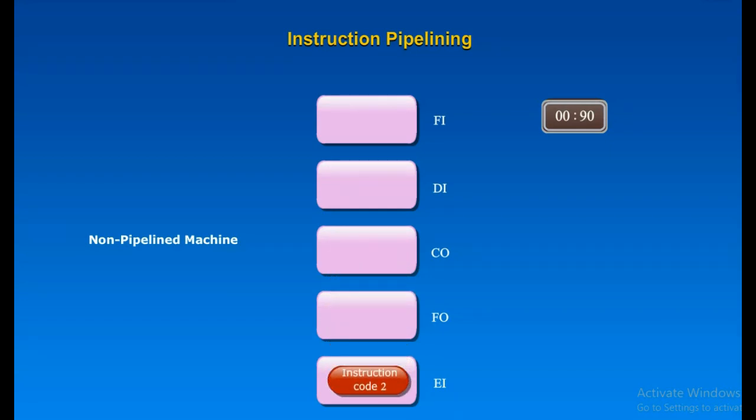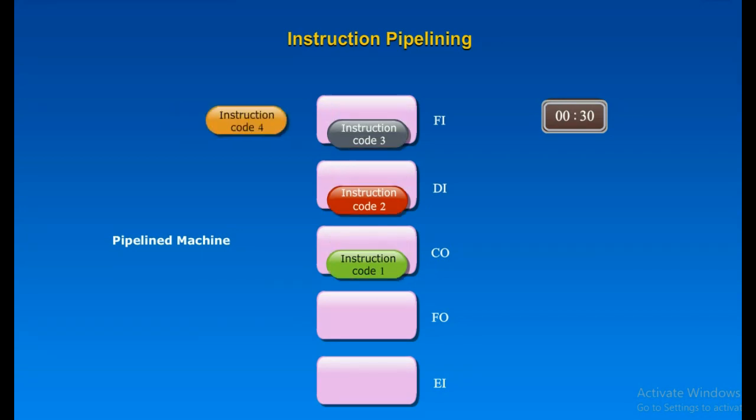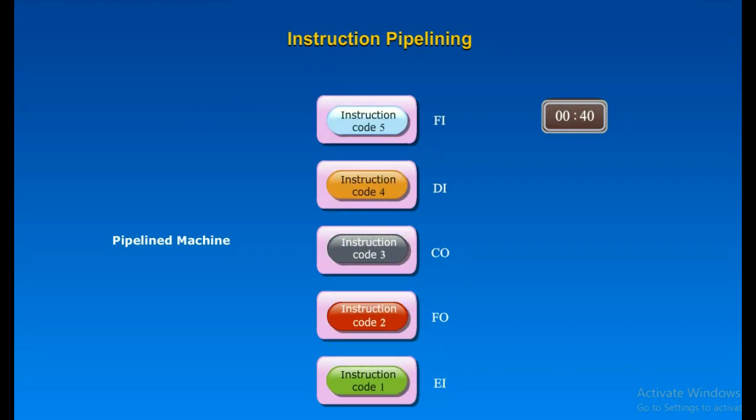Now consider a pipelined system with 5 segments or stages. Instruction 1 enters the system. When instruction 1 enters the second stage, instruction 2 enters the system. In the same way, instruction 3 enters the system when instruction 2 is in the second stage while instruction 1 is in the third. This process is continued.